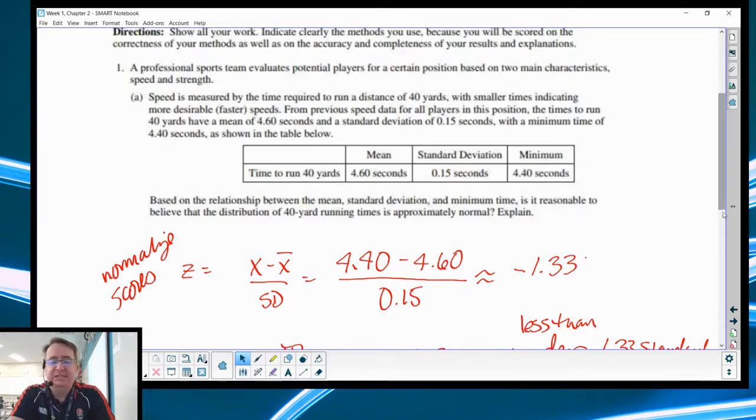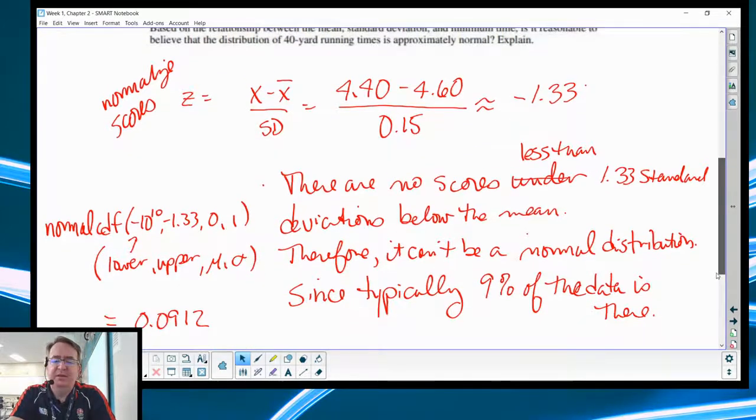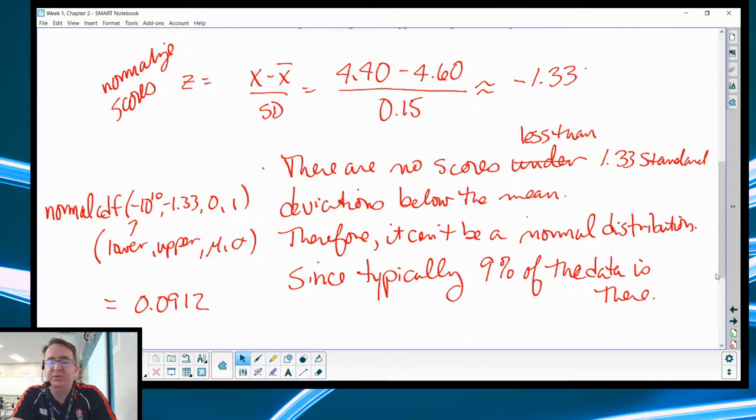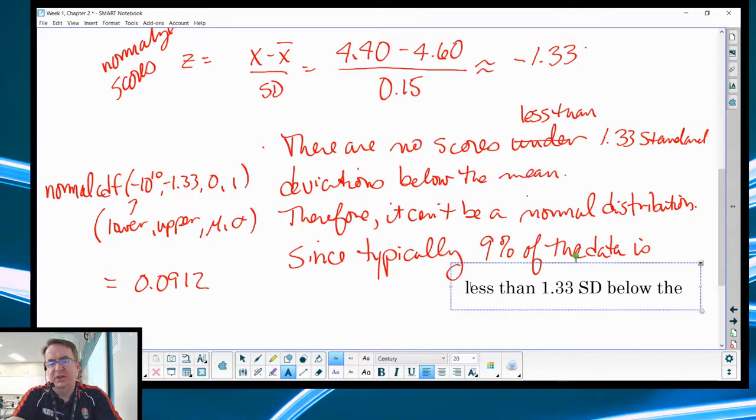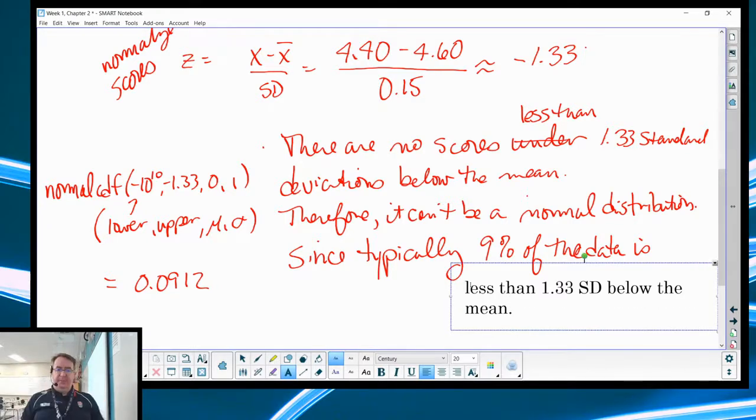And the one thing that I would go on to say here as well is that there are no scores less than 1.3 standard deviations below the mean, so therefore it can't be a normal distribution. I went on to say that typically 9% of the data is less than 1.3 standard deviations below the mean. That just gives it some context. So we're missing almost 10% of the data. Normally 10% of the data would be less than that minimum score.